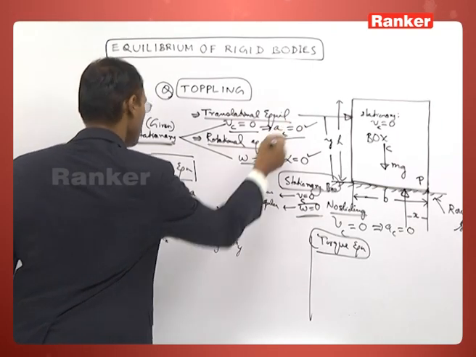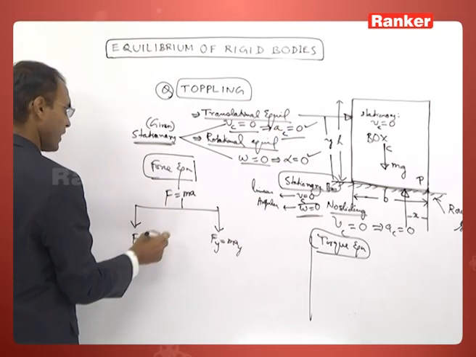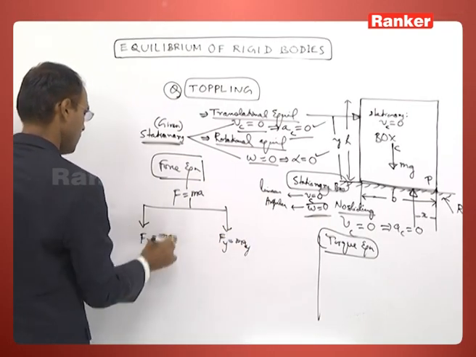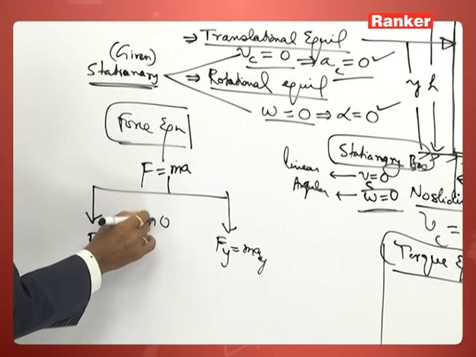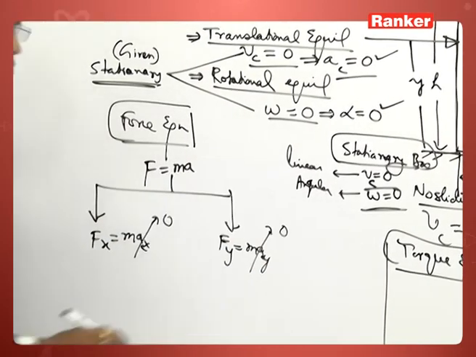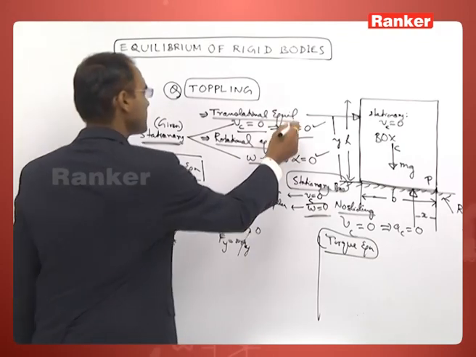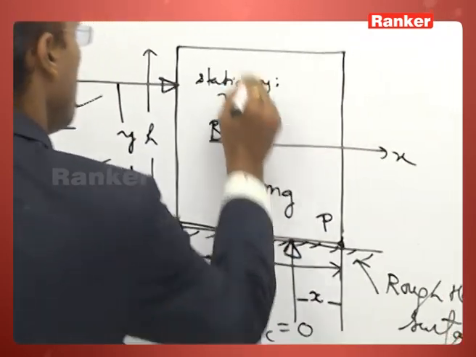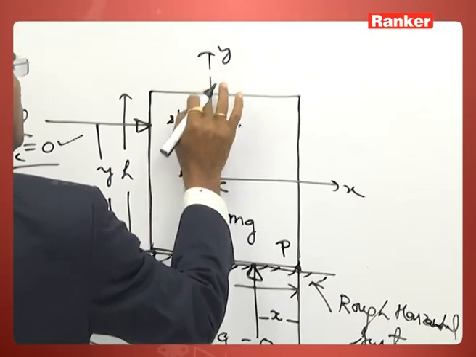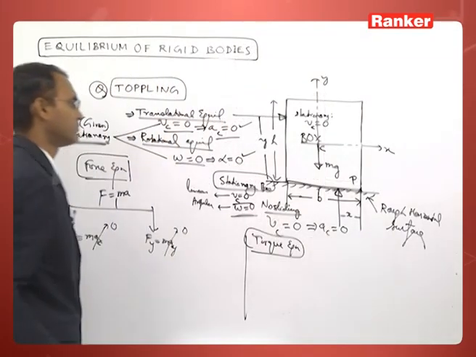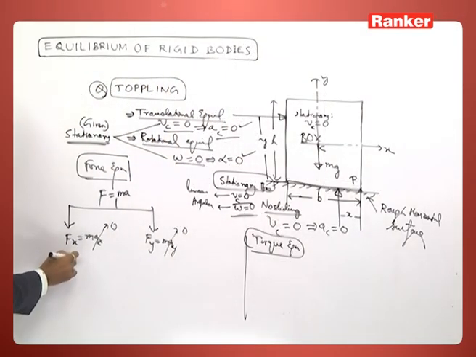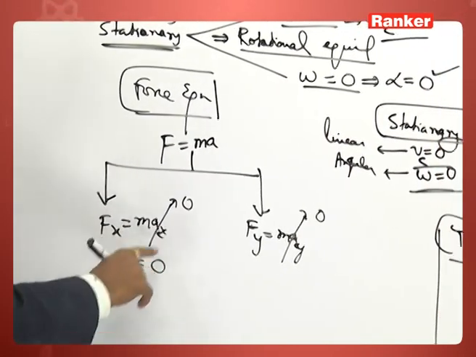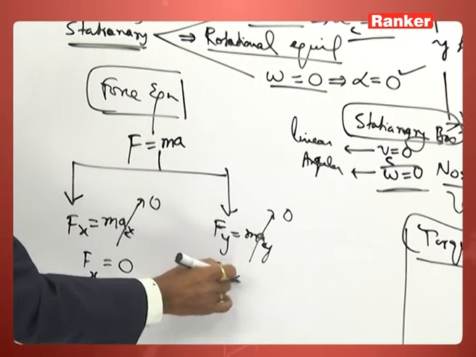Since it is stationary, a_C is 0, therefore both a_Cx and a_Cy will be equal to 0. The components of acceleration of the center of mass in both directions: X direction it is 0, Y direction it is 0. Therefore, net force acting on the body along X direction will be 0, along Y direction also it will be 0.